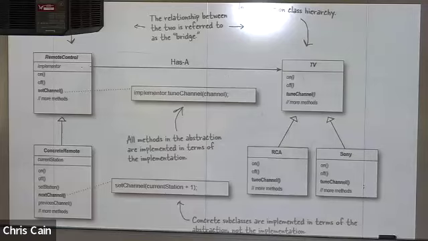So we can add concrete remotes to the remote control hierarchy, and that way whenever we need to add a new remote, we can do so. Whenever we need to add a new TV, we can do so. Does anyone see an issue with this?